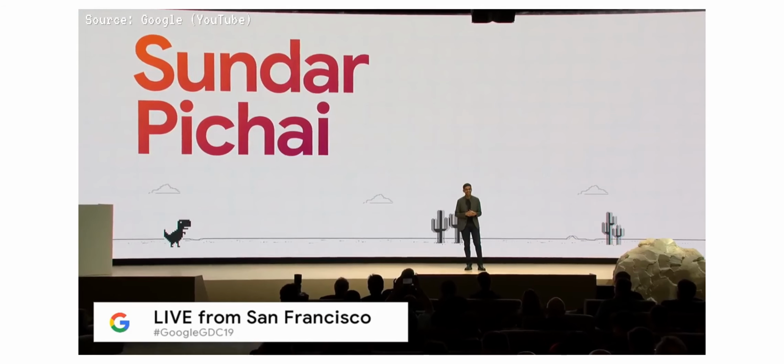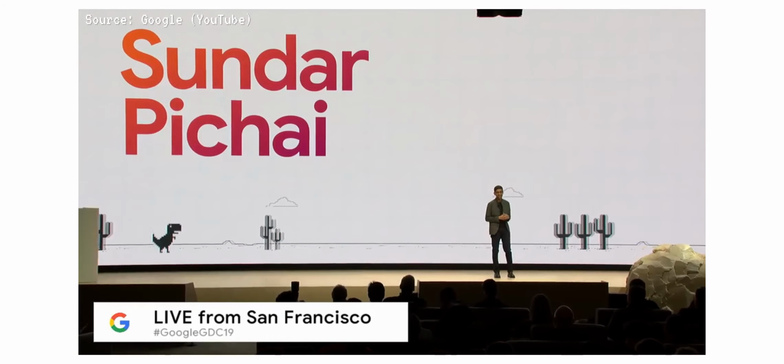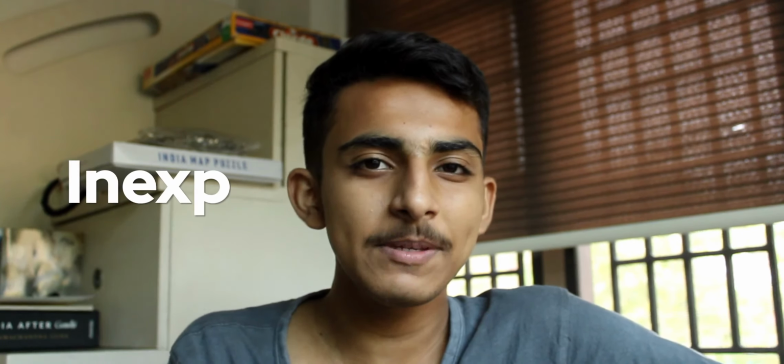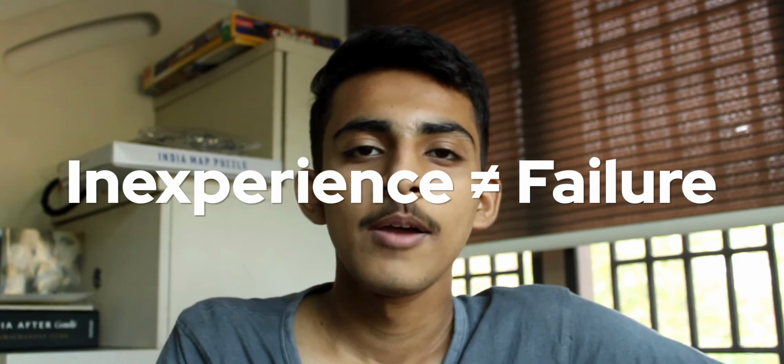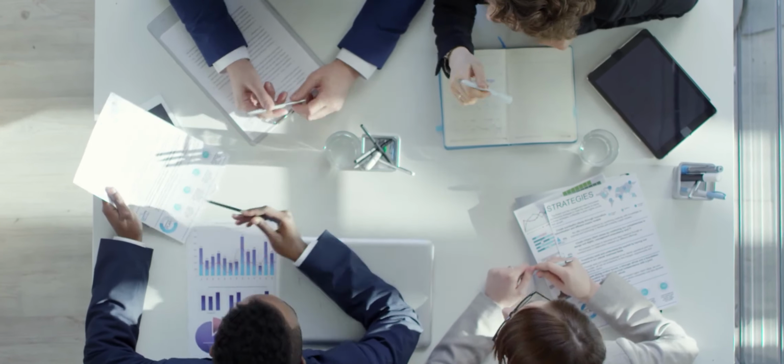Sundar Pichai had joked at the Stadia launch event that the company's only prior experience in gaming was that dinosaur game that appeared when you were offline. Even though obviously he meant it as a joke, it also kind of showed how vastly inexperienced Google was in the industry. Inexperience is not always equal to failure, because as a company you can always hire more talented and skilled people to make up for that inexperience, right? But anyway, that was the primary reason, Google's inexperience in the field.